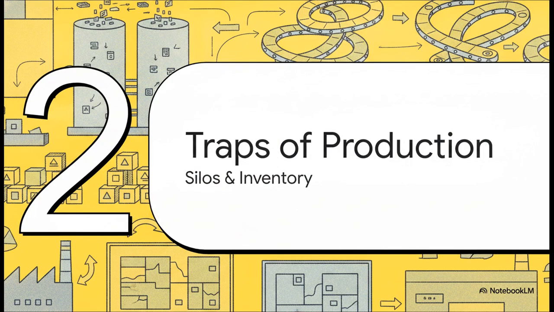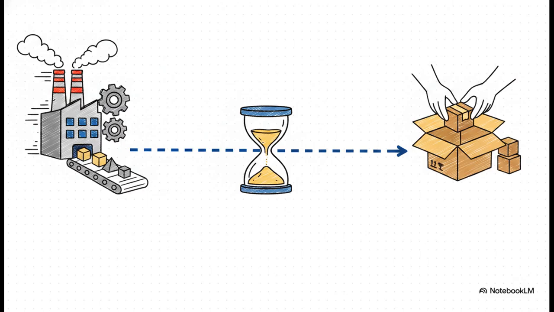Moving right along to Section 2, the traps of production and silos. Now that we know what to look for, we need to figure out where the data gets distorted out there on the physical factory floor. And this brings us to a massive misconception: production versus packaging.